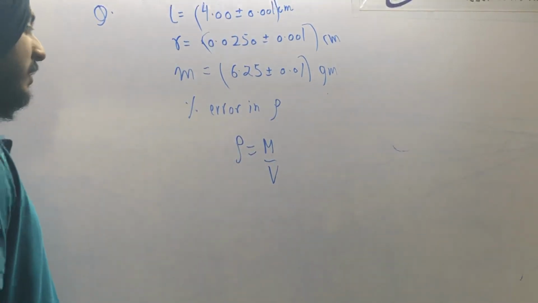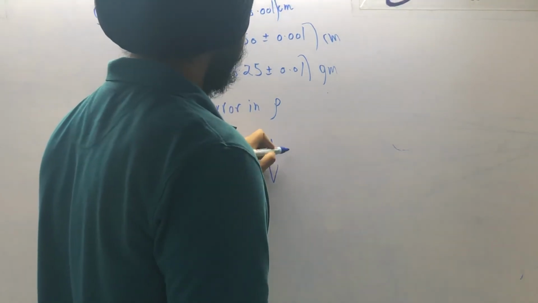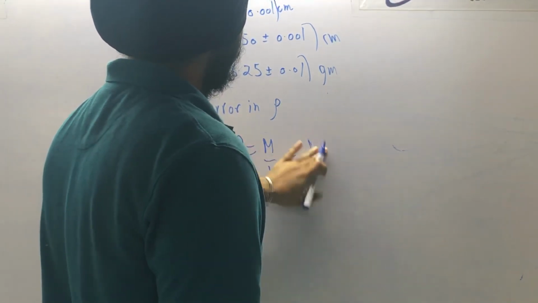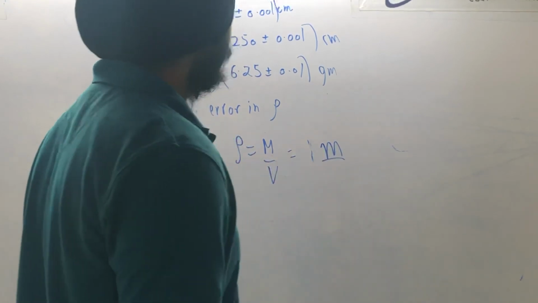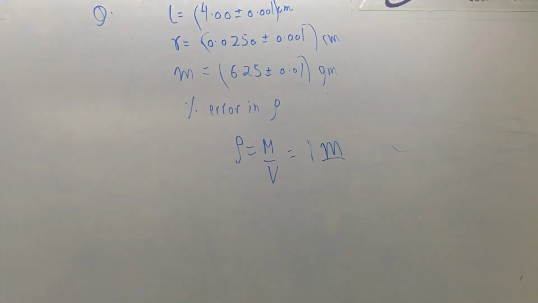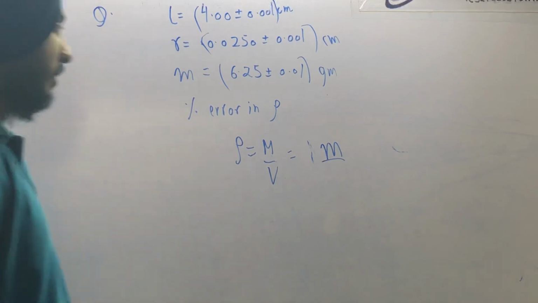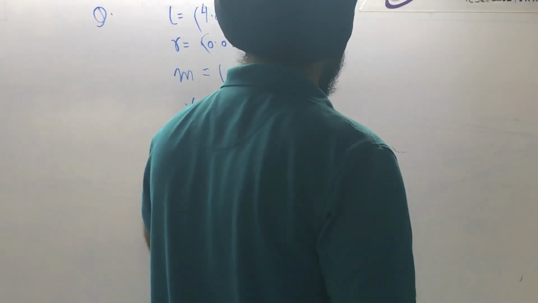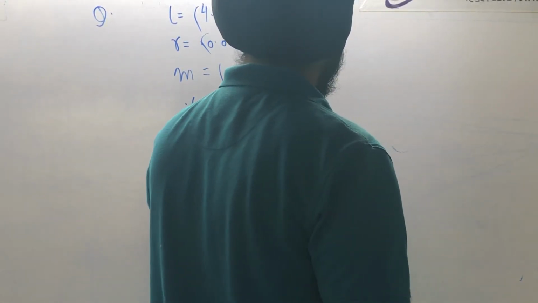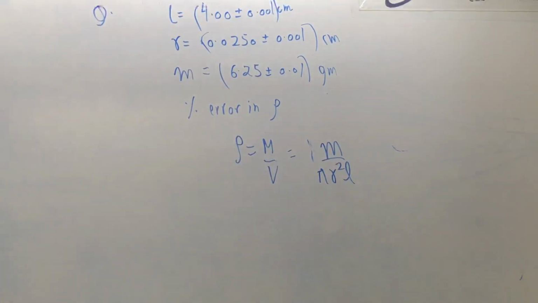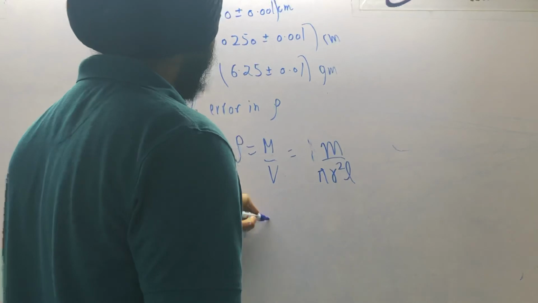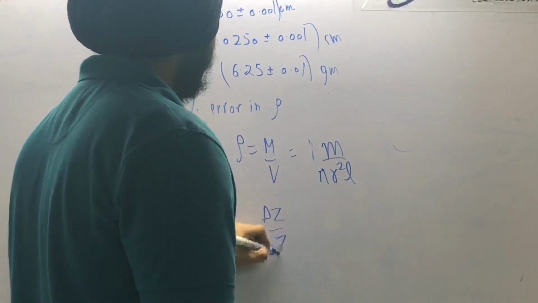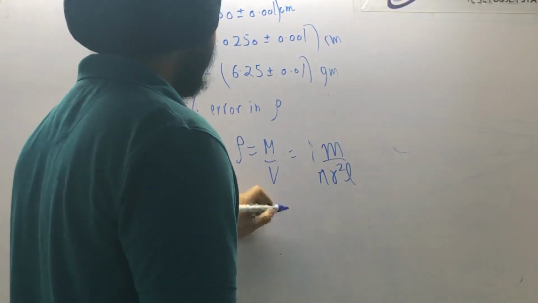Okay, next thing is the volume. Volume is how much for a cylinder? Pi r square L. Pi r square L is the volume for cylinder. Now just look at this carefully. This is a question that we have done before. Delta Z upon Z. For Z, use this formula.